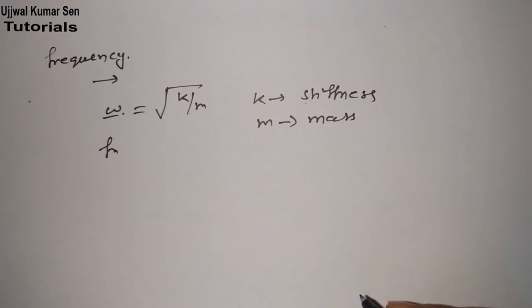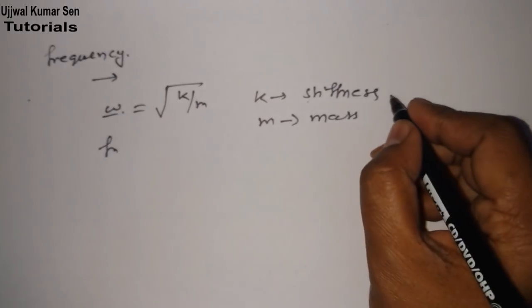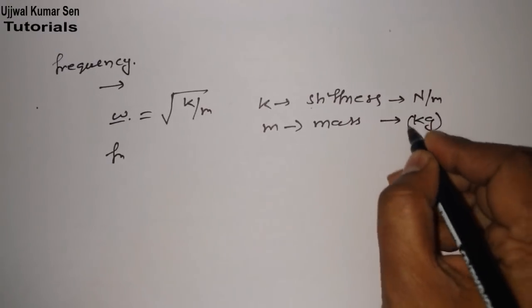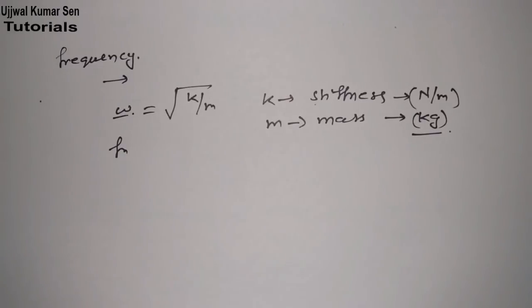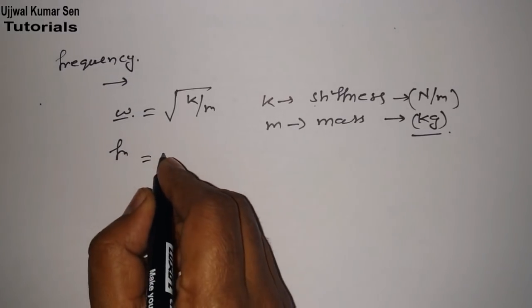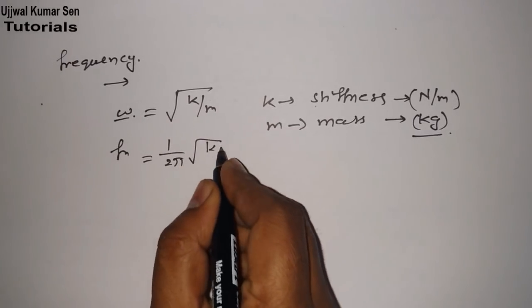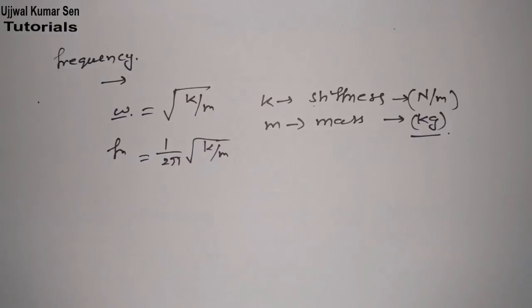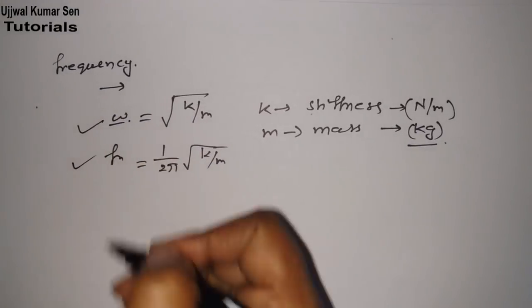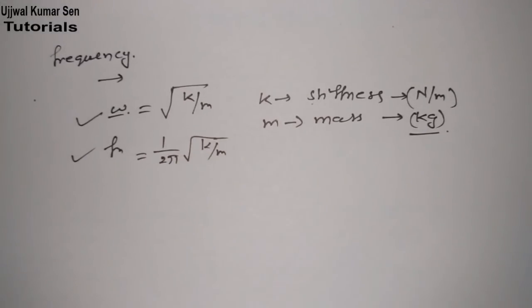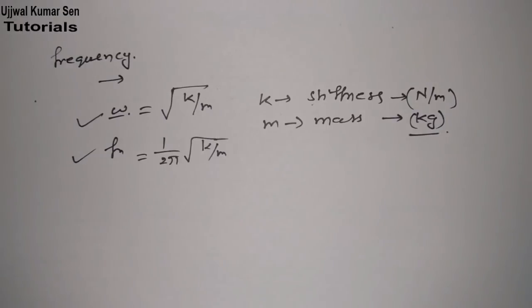Now how do we identify k if it is not written that this is stiffness? Through its unit, Newton per meter, and mass in kg, as you know. And if you're talking about the formula for finding natural frequency, then it is 1 by 2 pi root under k by m. So most of the time they ask for frequency, right? You have to notice a little bit what they are asking, natural frequency, and what they want you to find out. So this is the formula.